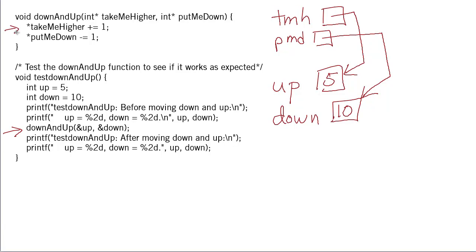So in the body of down and up, we dereference the pointer take me higher, so we get the thing pointed to by take me higher, and we increment that. And then in the next line, we get the thing pointed to by put me down, and we decrement that. And so we're actually changing the values of up and down back in the original function. So now when down and up completes, these two pointers go away, but the effects of those changes are seen in the original code. And so when we come back to test down and up and print out the information, up is now 6 and down is now 9.